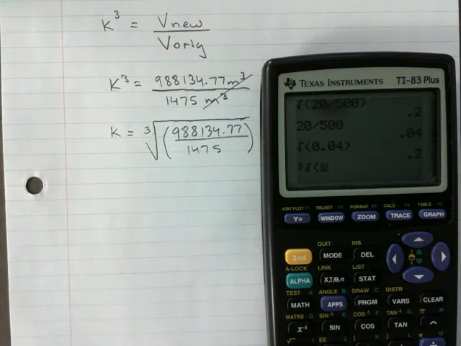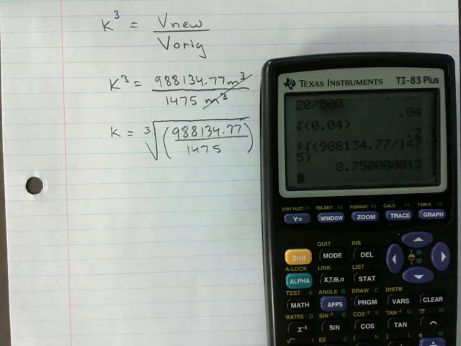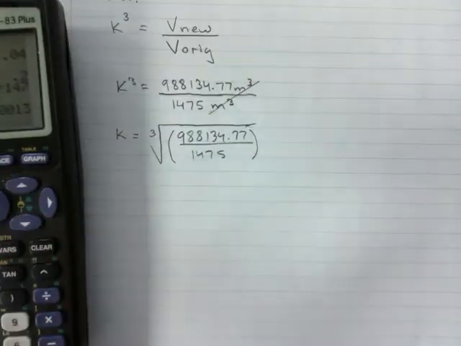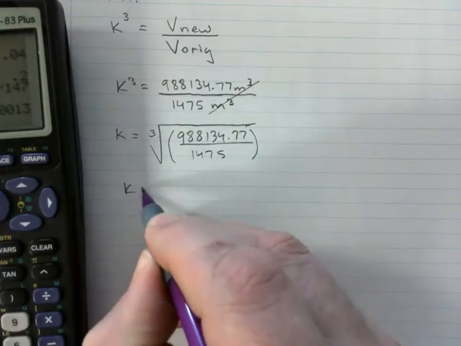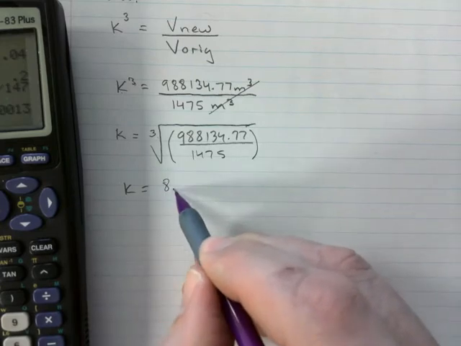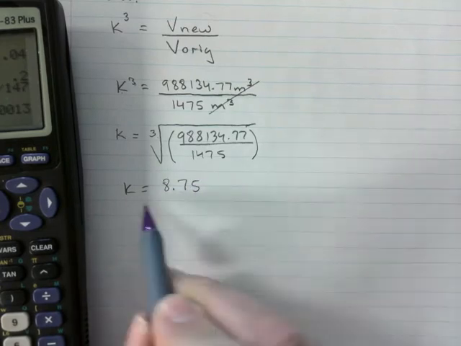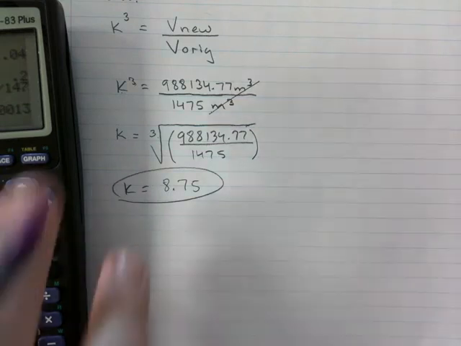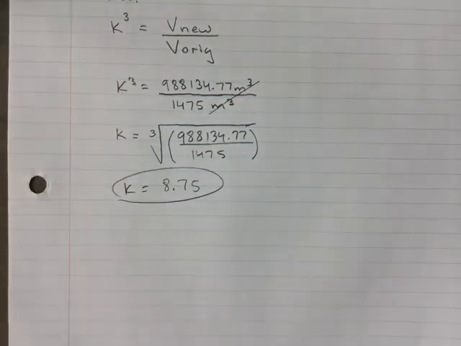And same thing, you go 988,134.77 divided by 1475. Close your brackets. I know it's weird, it kind of breaks it up. That's okay. And then we hit enter. And there's our scale factor, 8.75, is the scale factor that has been used in this particular scenario.